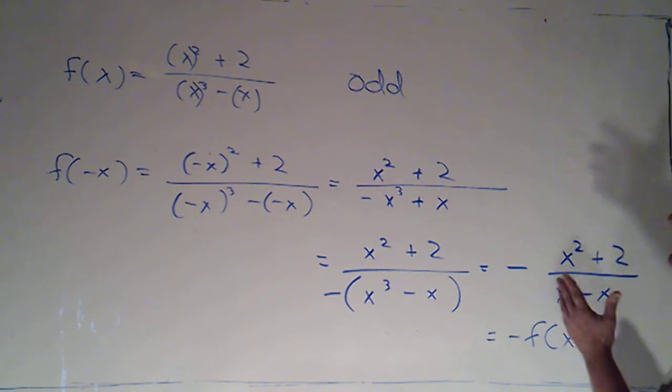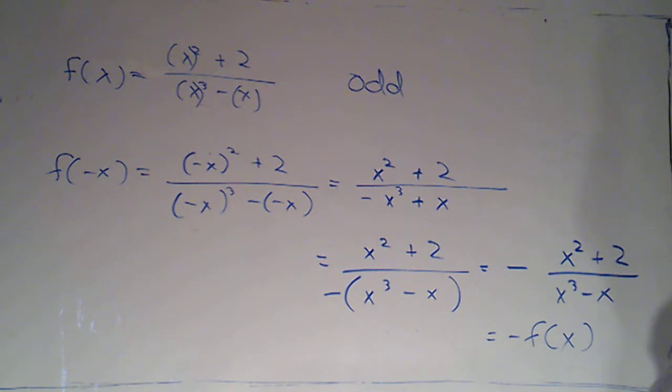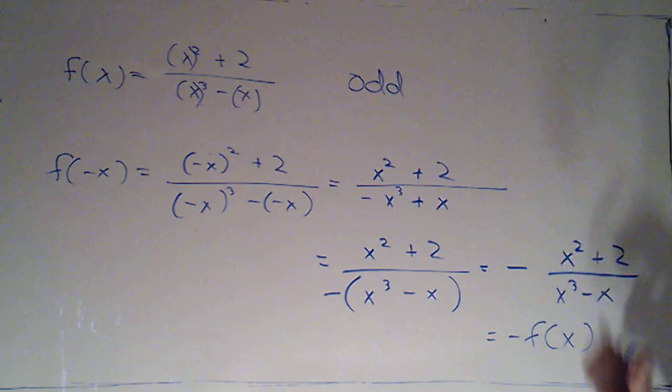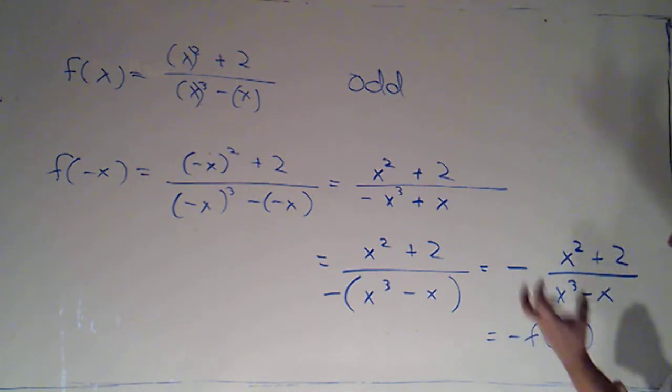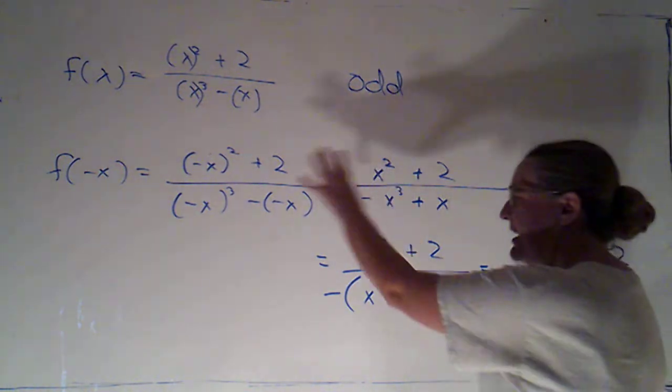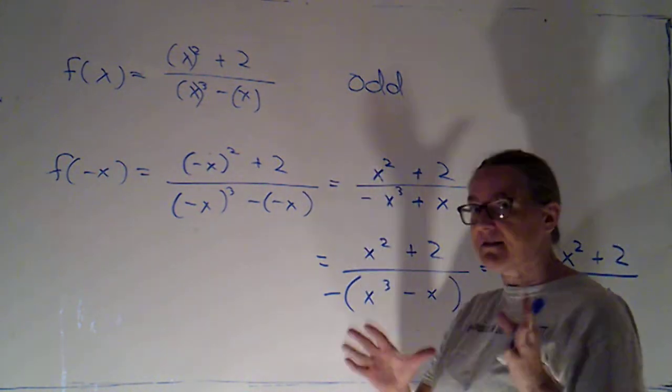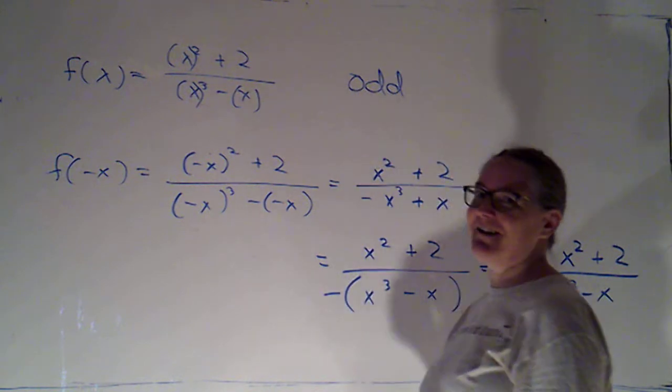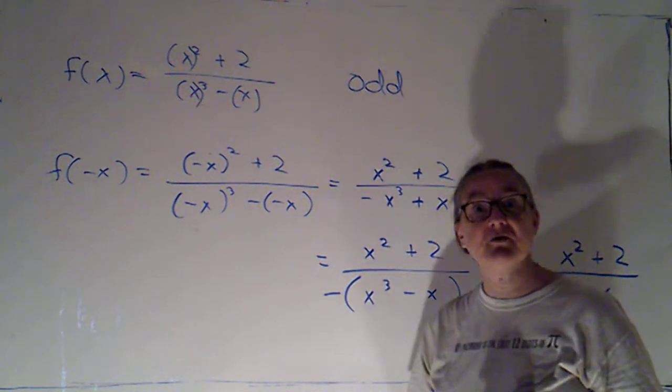All right, excellent. And I do want to see your work justified. So even if you've got some shortcuts and you look at something and you're like, I'm pretty sure that's going to be even or odd, get in the habit of writing out, this is what I get when I plug in the opposite input, and simplifying it so that you can justify your answer.